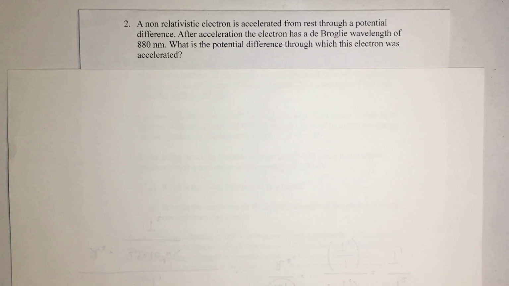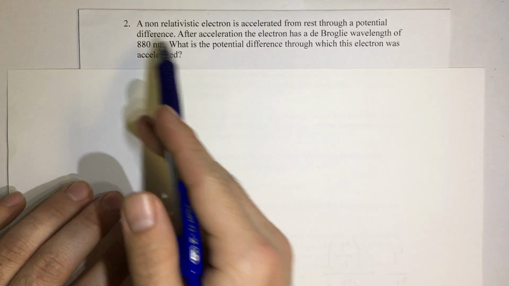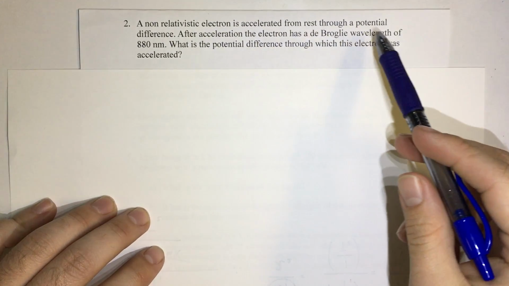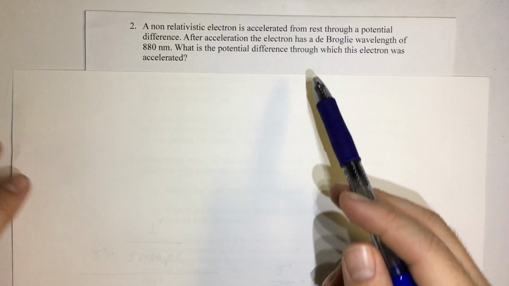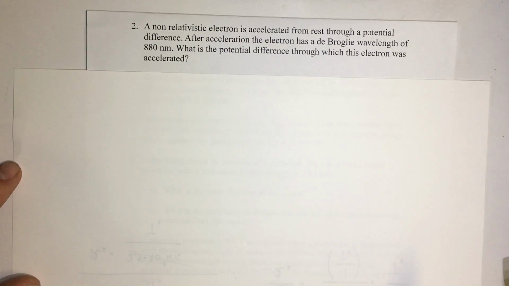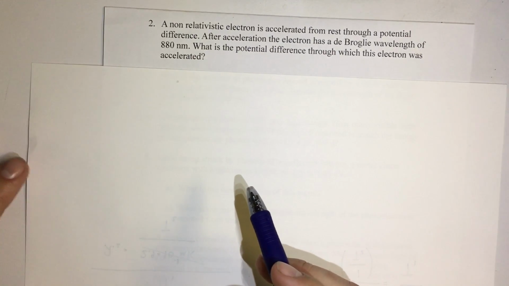All right, let's take a look at question number 2 from the Modern Physics exam review. We have a non-relativistic electron, so easier, accelerated from rest through a potential difference. After acceleration, the electron has a de Broglie wavelength of 880 nanometers. What is the potential difference through which this electron was accelerated?